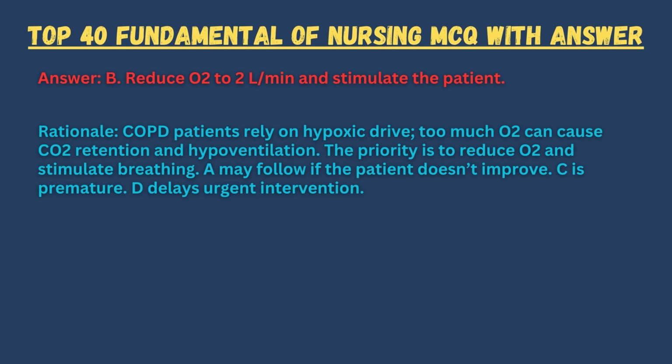Answer: B. Reduce O2 to 2 L per minute and stimulate the patient. Rationale: COPD patients rely on hypoxic drive. Too much O2 can cause CO2 retention and hypoventilation. The priority is to reduce O2 and stimulate breathing. A may follow if the patient doesn't improve. C is premature. D delays urgent intervention.